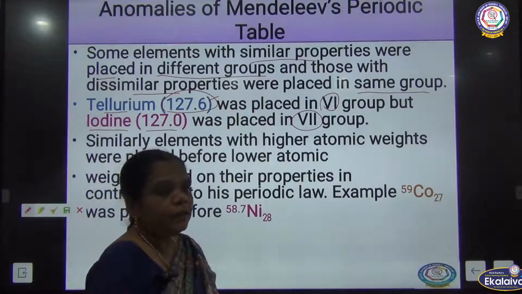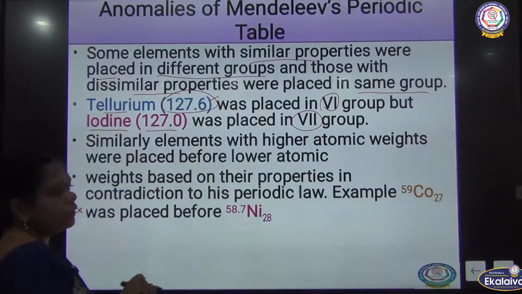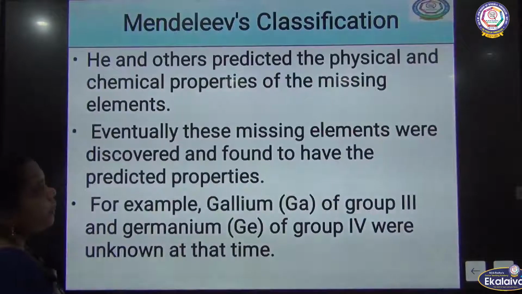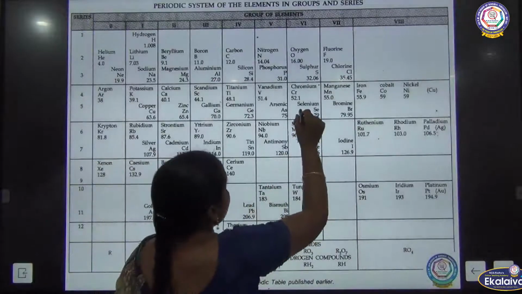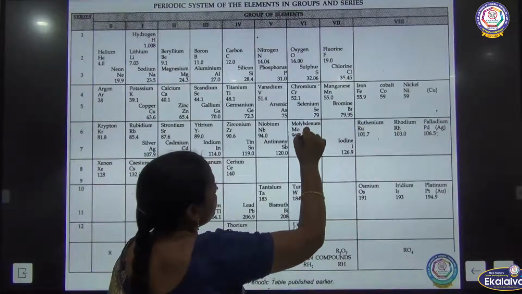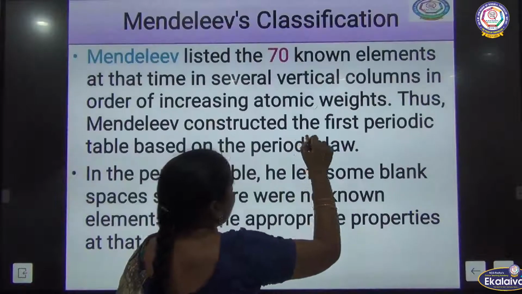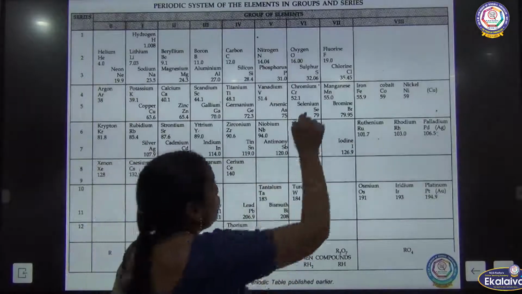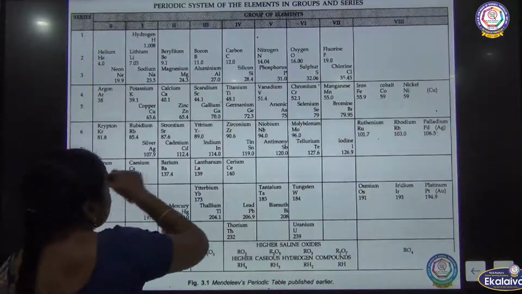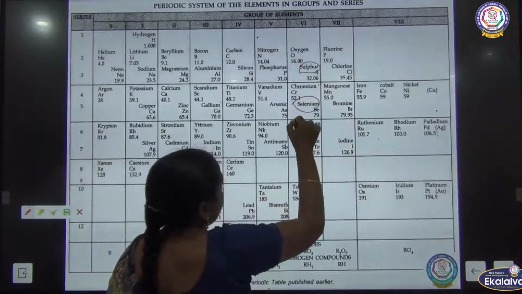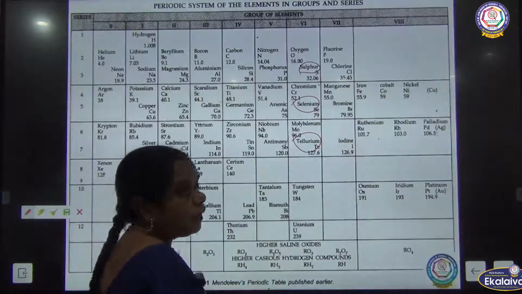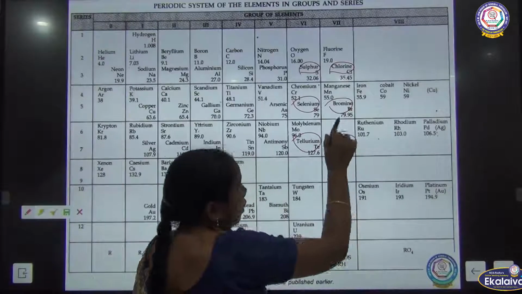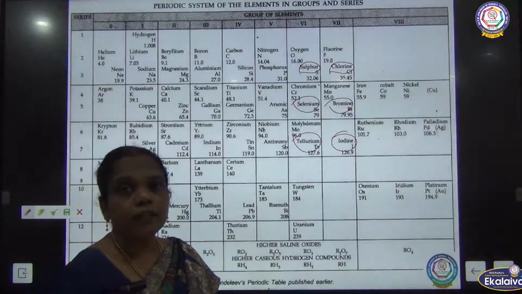But because tellurium and the elements in that group are similar in their properties, you can see that sulfur, selenium and tellurium have the same properties, so he placed them in that group. And then chlorine, bromine, iodine have the same properties, so they are in the same group.